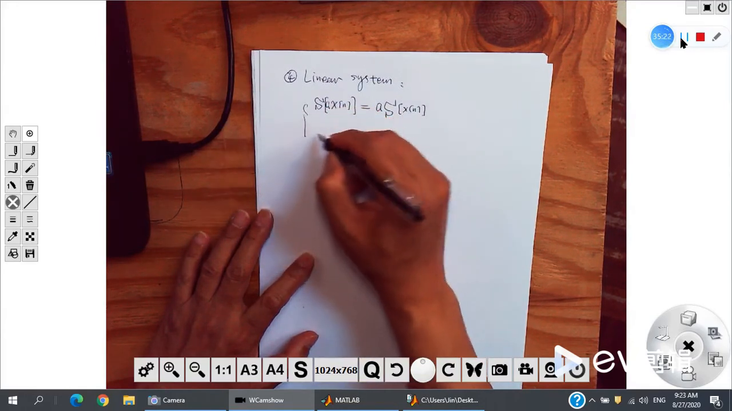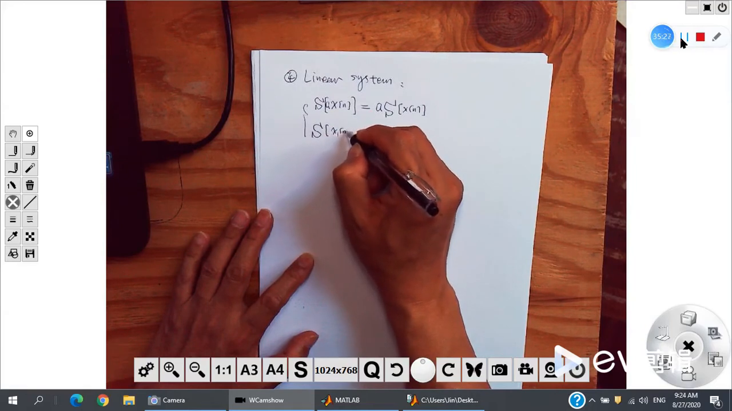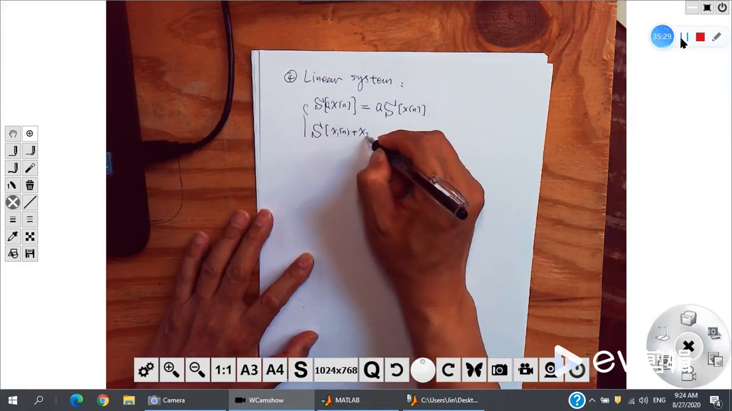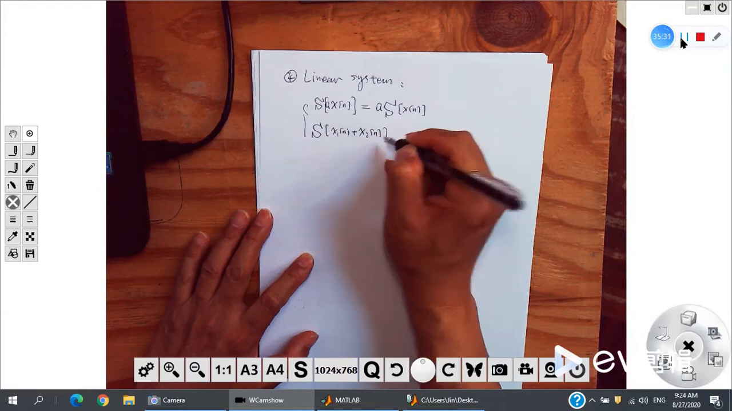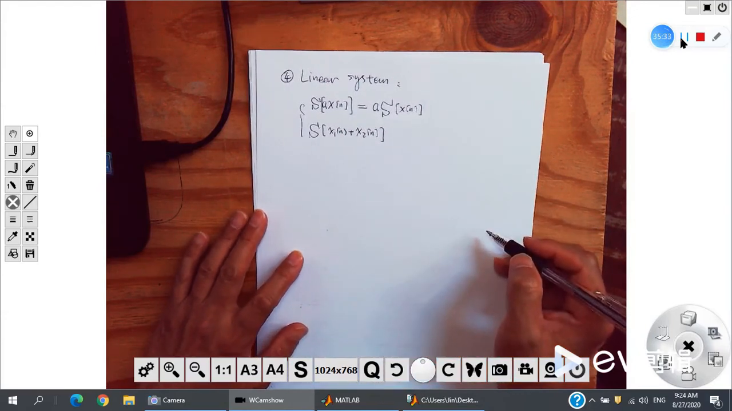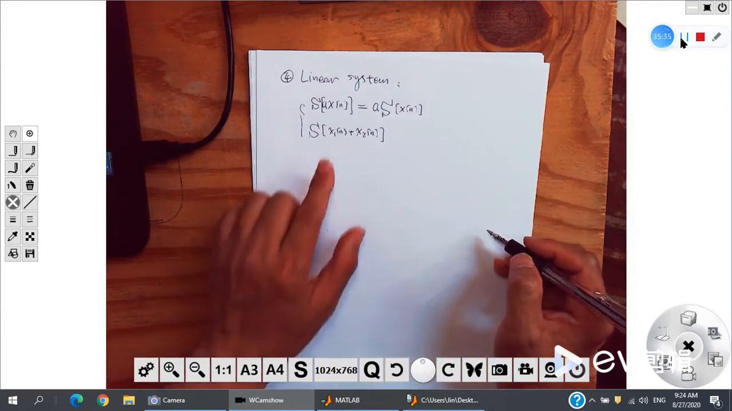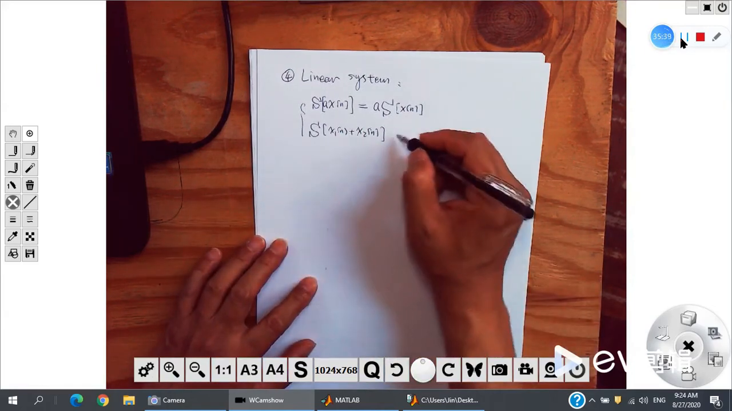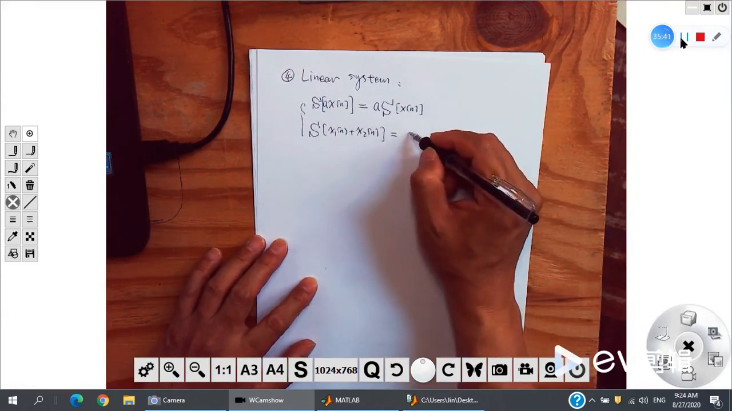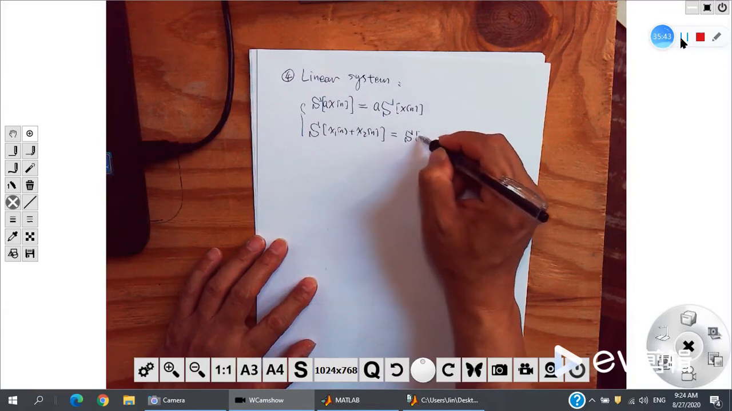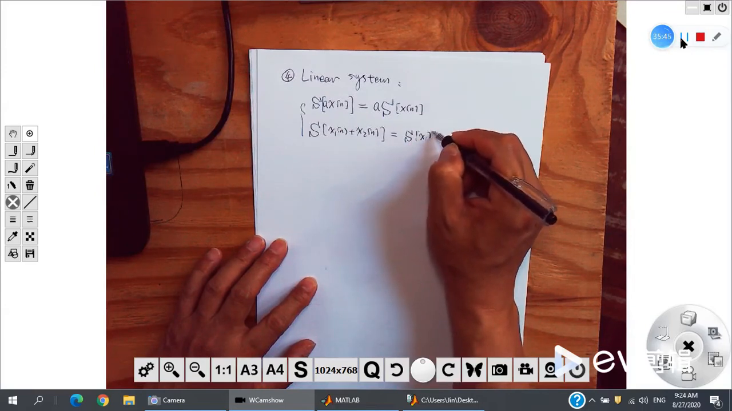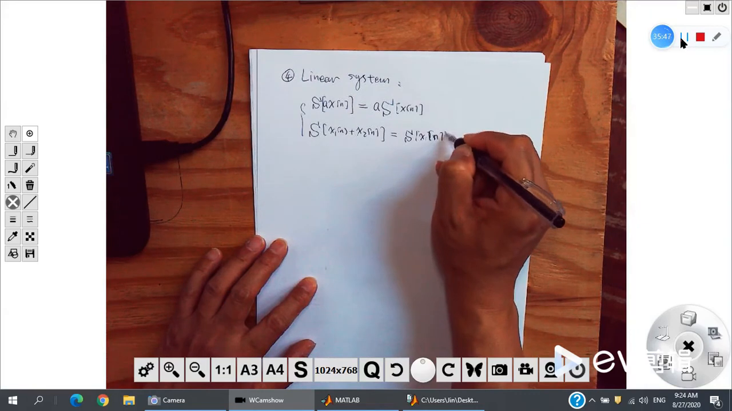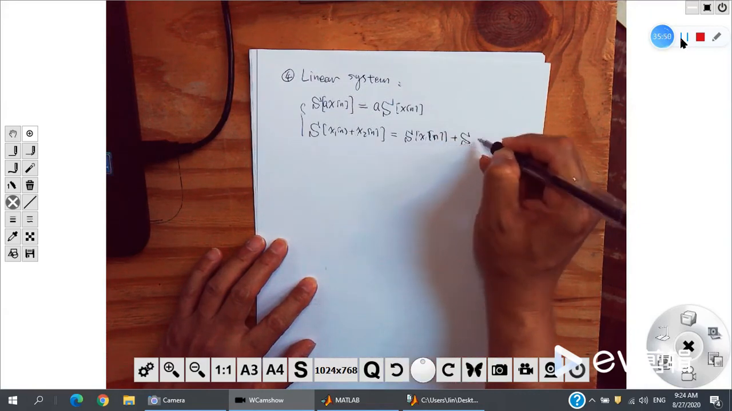And also another feature: x1 of n plus x2 of n. Suppose we have 2 signals as input. We do a summation firstly, then put them into the system. This gives you output, right? This output will equal to you just use the first one as input, plus just use the second one as input.